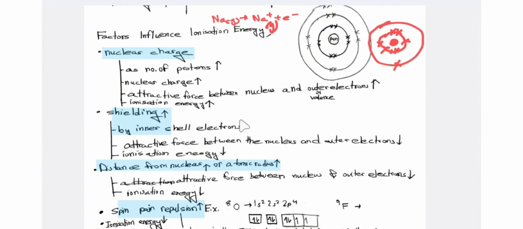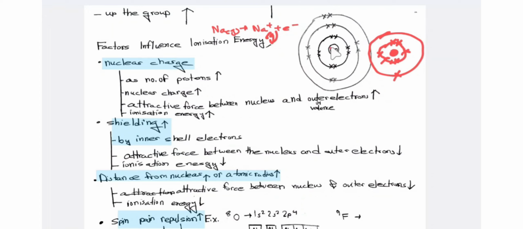And as the shielding by the inner electrons increases, that means the attractive force between the nucleus and the outer electron decreases. So we can easily tell that the attractive force between this nucleus and this outer electron is less compared to the attractive force between that nucleus and that outer electron. So that atom has more attractive force. That means as the shielding increases, the attractive force between the nucleus and the outer electron decreases, so the ionization energy decreases.